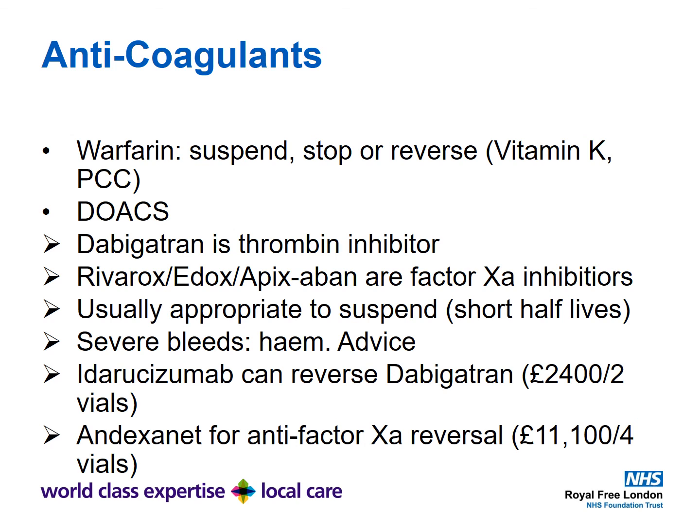It's usually appropriate just to suspend them. They have relatively short half-lives. If they have severe bleeding on one of those agents, then we'd want to discuss it with haematology. As you can see from the bottom 2 points, the reversal agents, for example for dabigatran, are £2,400 for 2 vials, and andexanet for anti-factor Xa reversal is £11,000 per 4 vials, so not cheap at all.